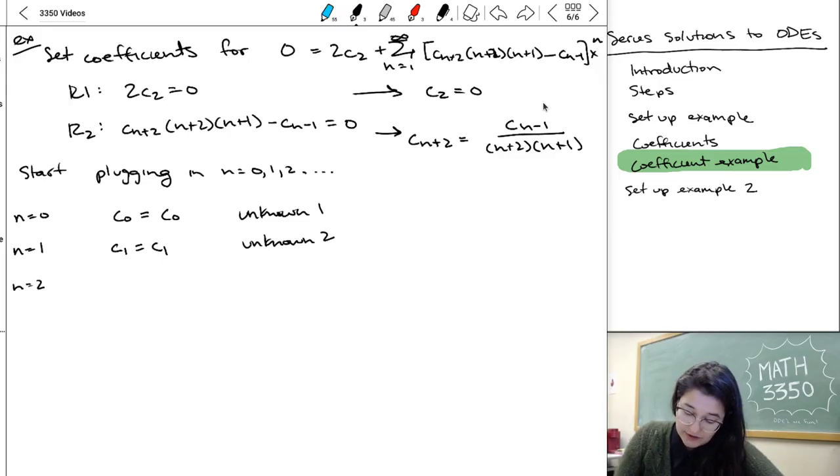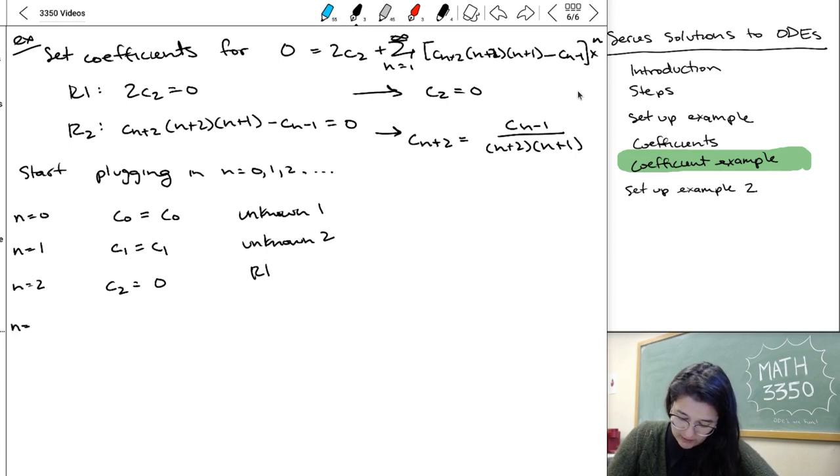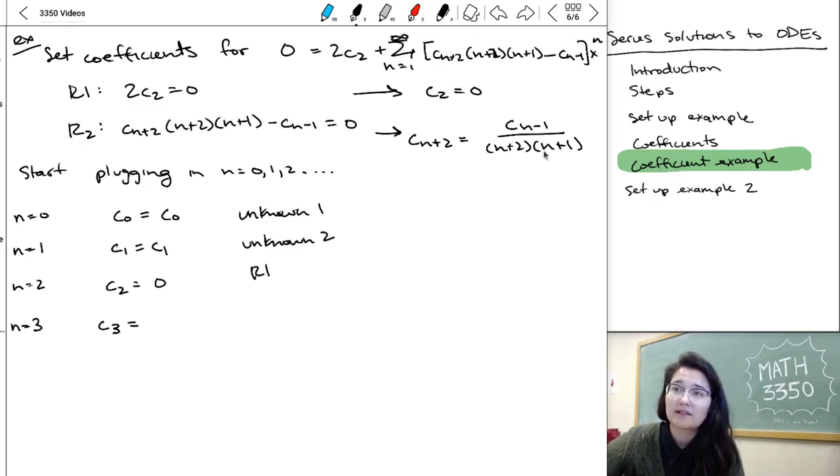When I get to n equals 2, my answer can use my relationships, but I can't specify any new unknown coefficients because it's a second order problem. And this one's pretty easy because it's just that C2 equals 0 that we have. And I'm never going to be able to use relationship 1 again because all it told me about was C2. Now, when I'm trying to find C3, I know that I'm going to have to use this equation.